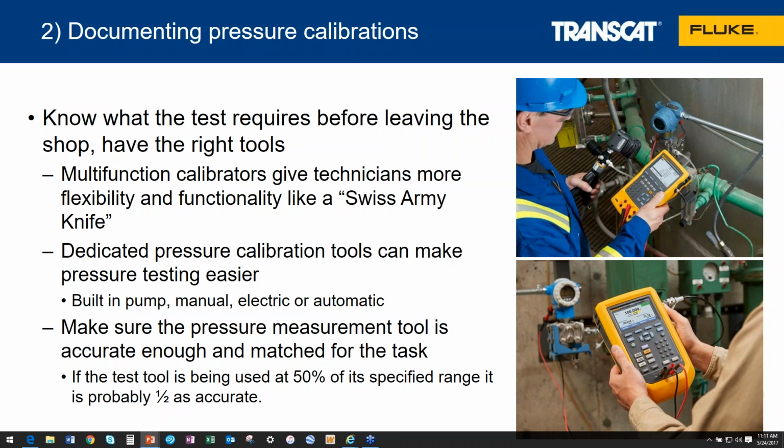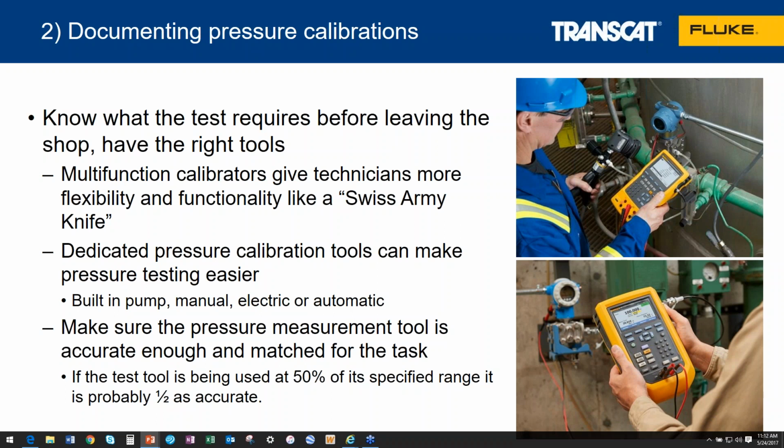Have the right tools. Multifunction calibrators are flexible in that they give technicians more functionality, kind of like a Swiss Army knife calibrator, if you will. They do a little bit of everything. But for pressure, dedicated pressure calibration tools can make pressure testing easier. Many pressure tools have built-in pumps. Some are manual, some are electric, some are automatic. And having more tools built into your test setup is just fewer things you have to carry to the field.